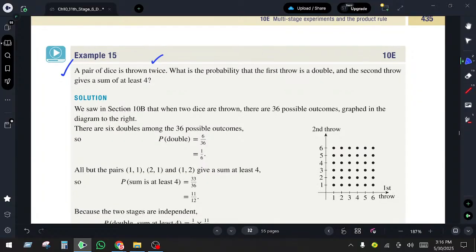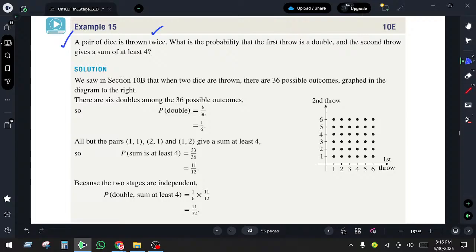Okay, so what are the doubles? How many doubles are there? 6. The double probability is 6 by 36. And what is the probability of sum at least 4?